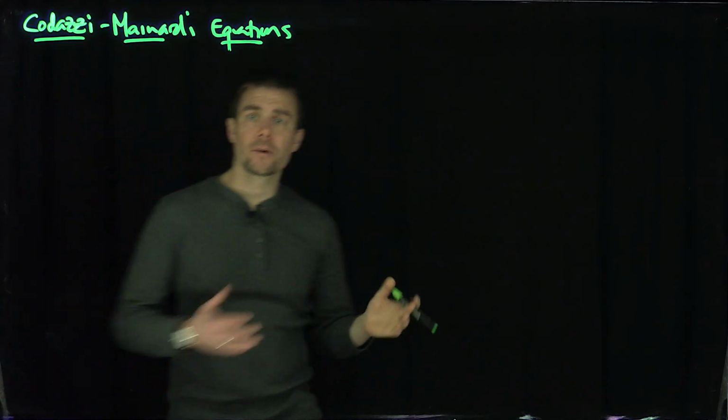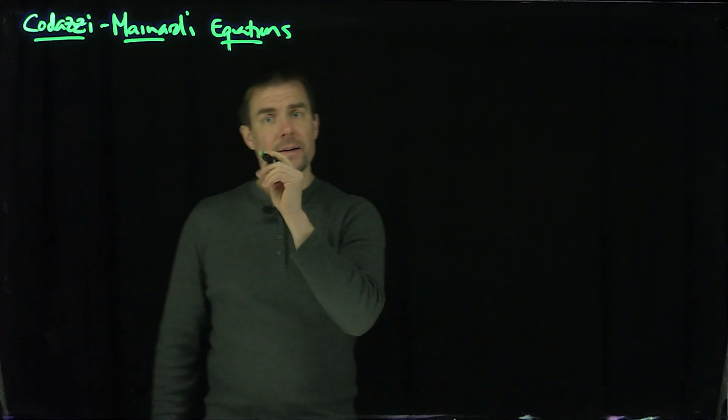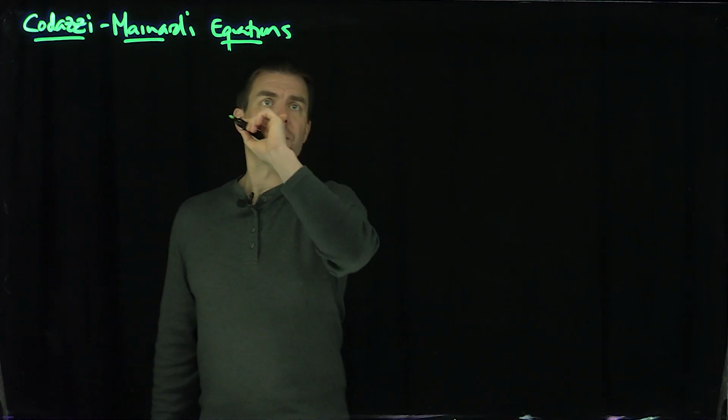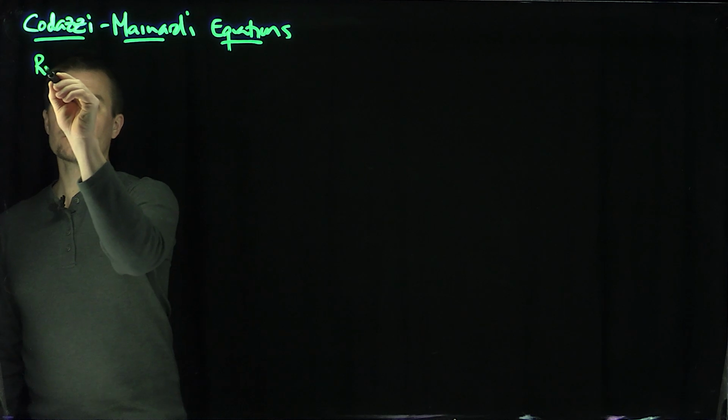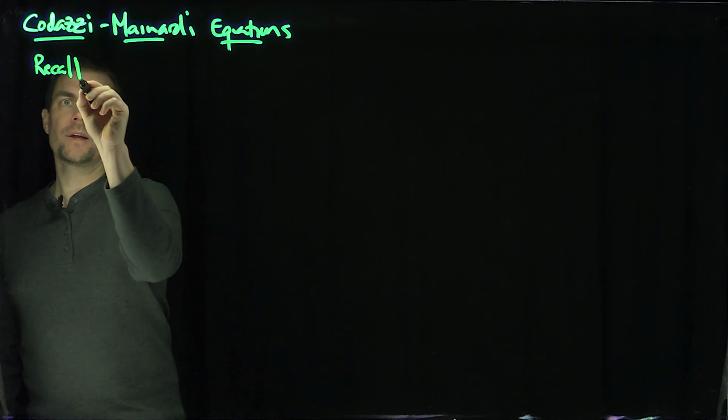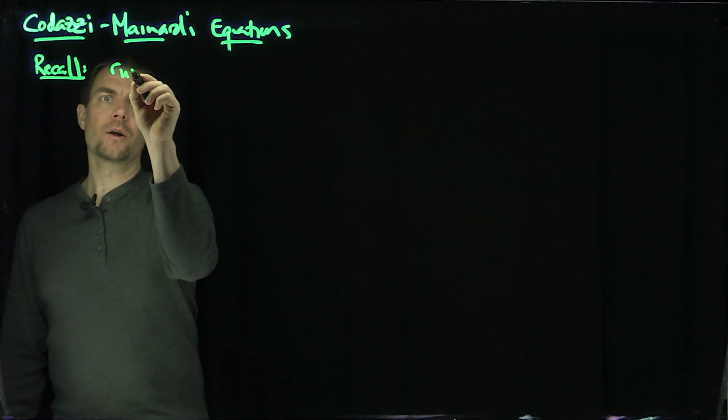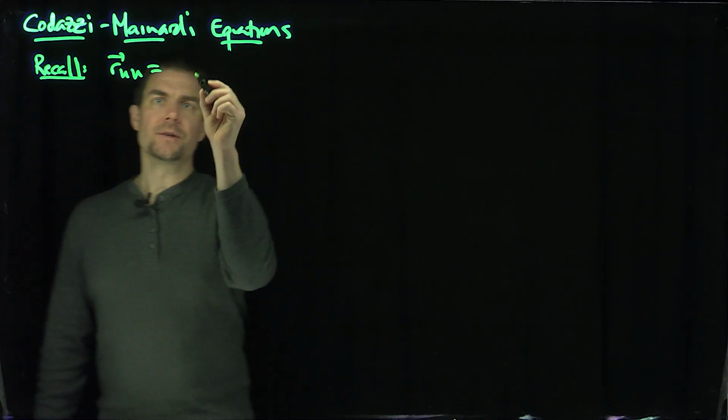Okay, these are fairly easy to derive, right? And the idea is the following. We get these by equating coefficients and second derivatives, right? So let's recall a couple things. Let's recall that R_U is equal to what?